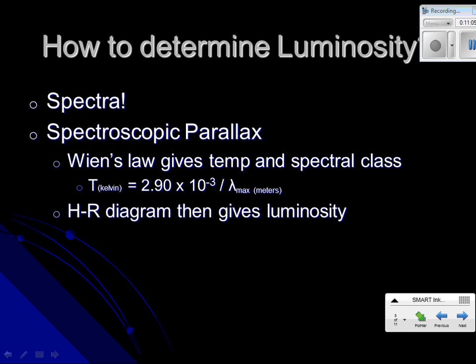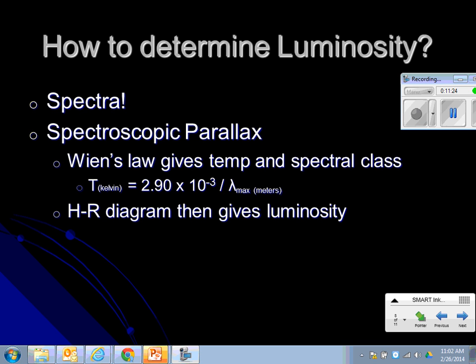Instead, we look at the spectrum of the star, and we find its temperature using Wien's law. Remember, the peak wavelength can determine the temperature of the star. Then, when we know its temperature, we know what spectral class it is. We can put it on the HR diagram, and remember the vertical axis on the HR diagram is luminosity, so we can find its luminosity. Awesome.